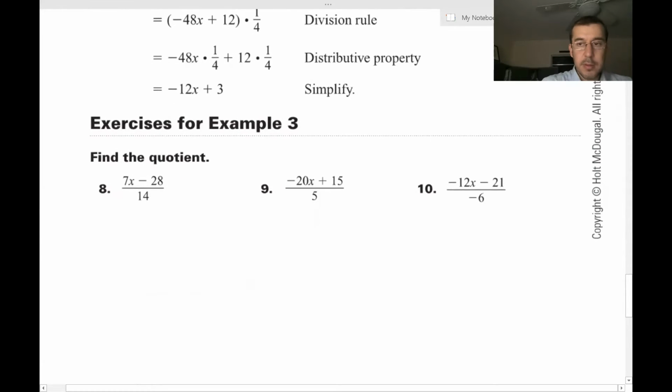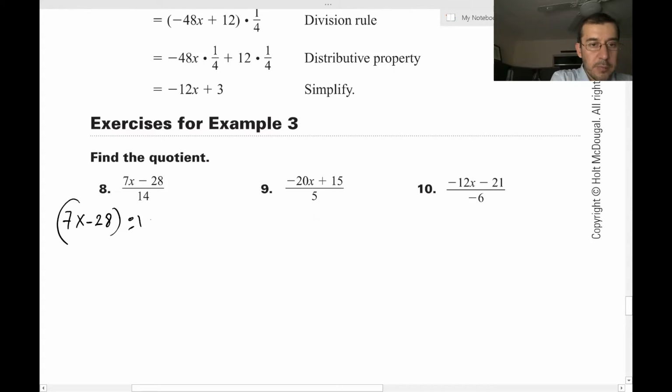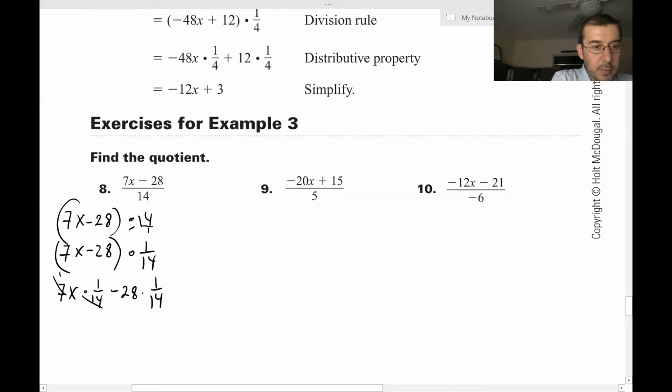So here, this is the same thing as 7x minus 28 in parentheses divided by 14, or the same thing as 7x minus 28 times, this is 14 over 1, so this would be times 1 over 14. Or this is the same thing as applying the distributive property, 7x times 1 over 14 and minus 28 times 1 over 14. So 7 and 14 cancel out by 7, 1 and 2 here.